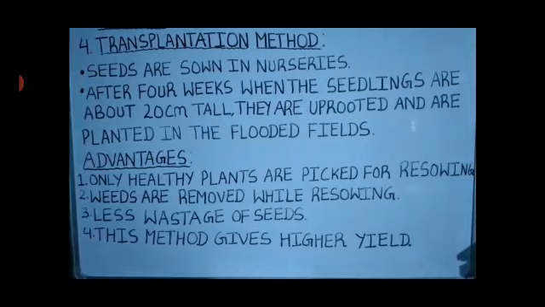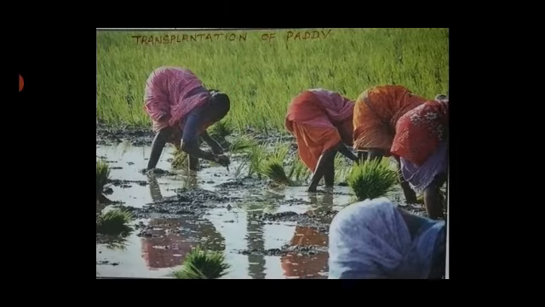Now, see the advantages of this method. Number one, only healthy plants are picked for resowing. Number two, weeds are removed while resowing. Number three, less wastage of seeds. And number four, the overall advantage is that this method gives higher yield. You can see the picture of transplantation of paddy.